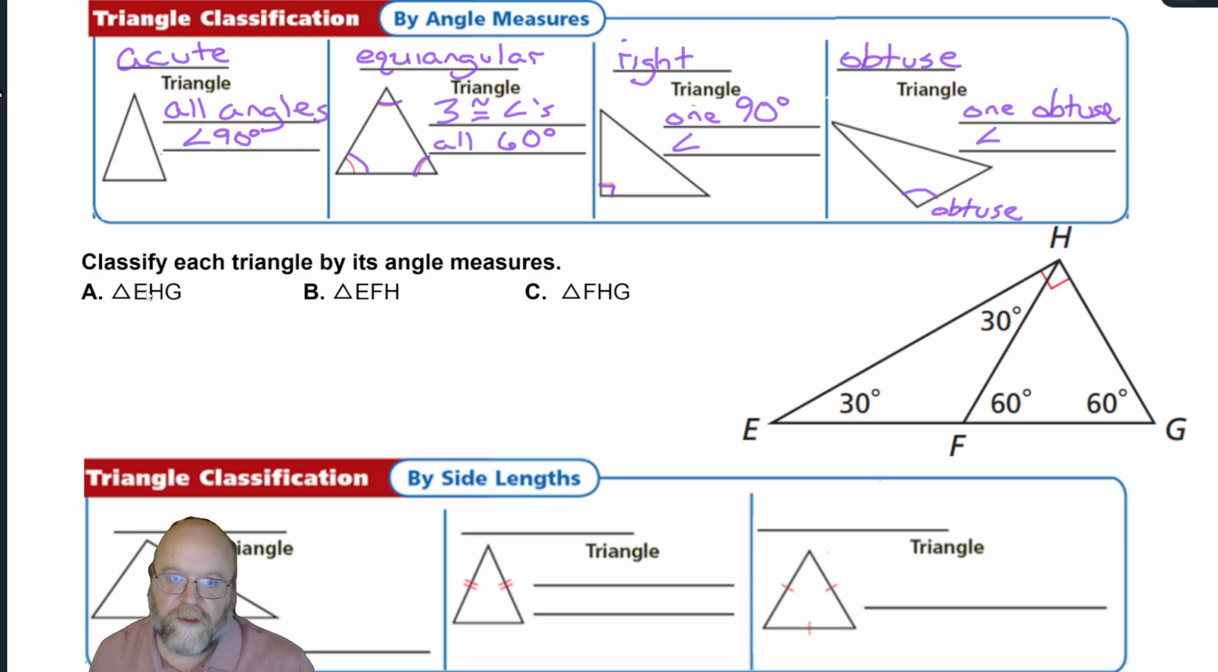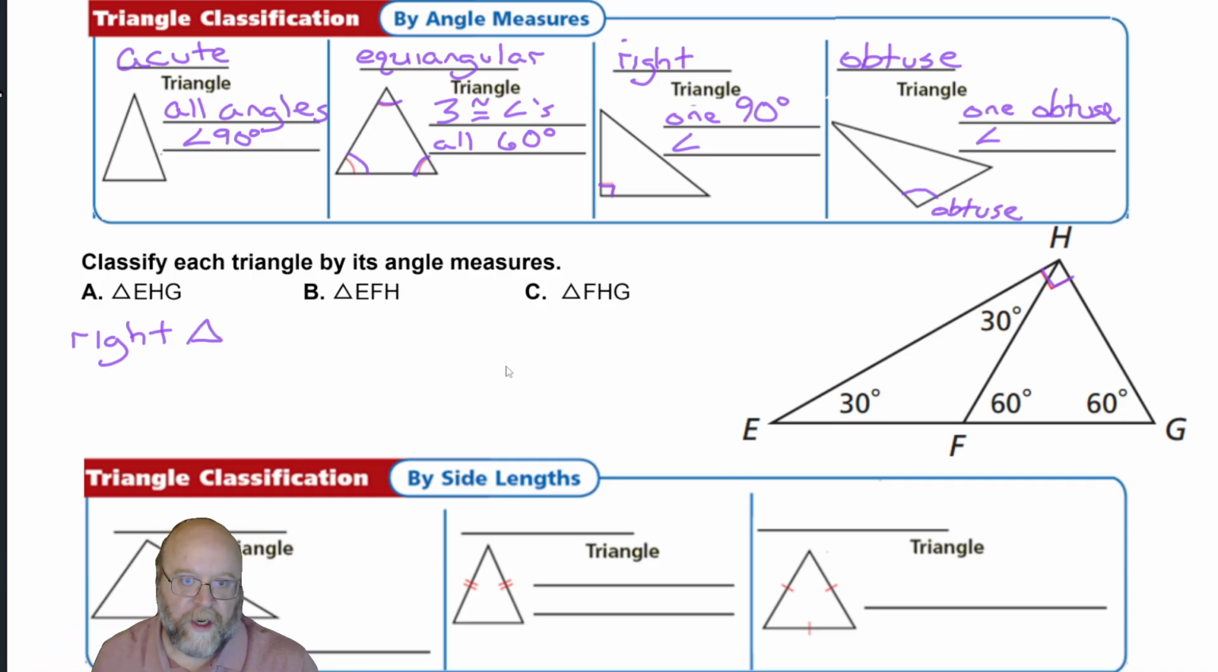Here we go. So we're going to classify each triangle here. Let's look at them. So EHG. You draw it like you named it. What does that mean? Use your little pointer here. E to the H to the G. So that's the whole big triangle. In the whole big triangle, I got this little right angle. So it's going to make this a right triangle.